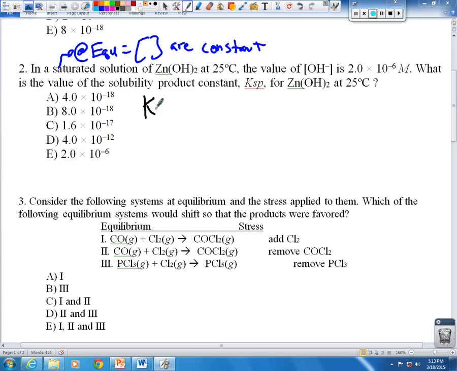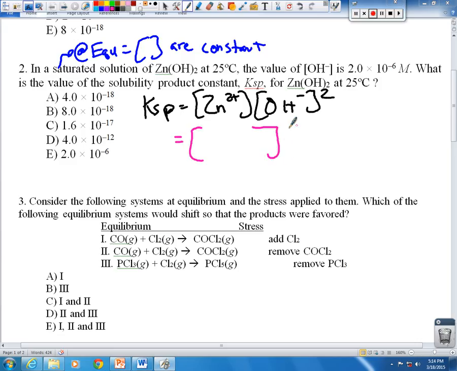So, do you agree that we're solving for Ksp, right? It is going to be Zn2 plus times OH minus squared. You agree that's true? Okay, and then it tells you that our hydroxide ion concentration is 2 times 10 to the negative 6. What are we missing? We know we're solving for Ksp. We're missing zinc 2 plus. What is the concentration of zinc?